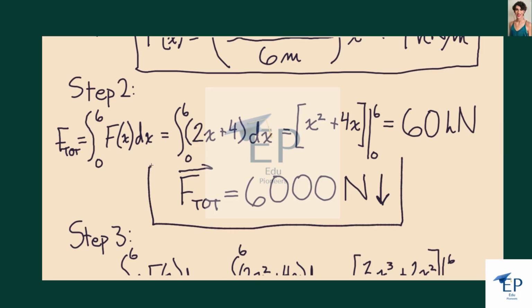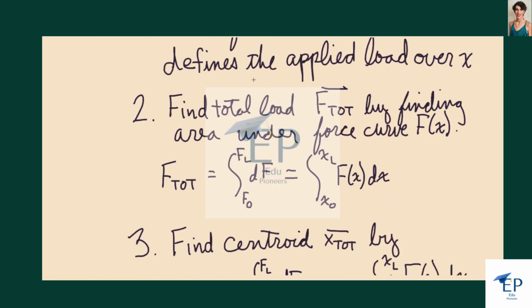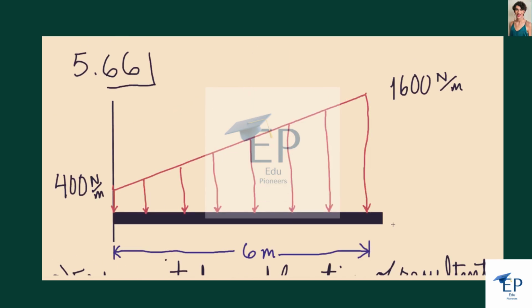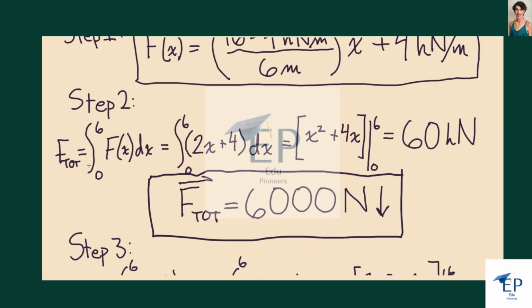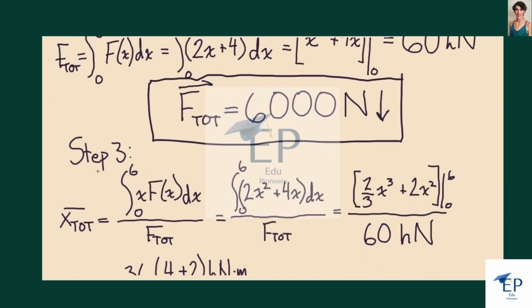Okay, so we now have our total load force. But all we know is that it's pointing downward. We don't know where this force could be concentrated along the beam. That we'll do in our next step. In step 2, we'll find the centroid.